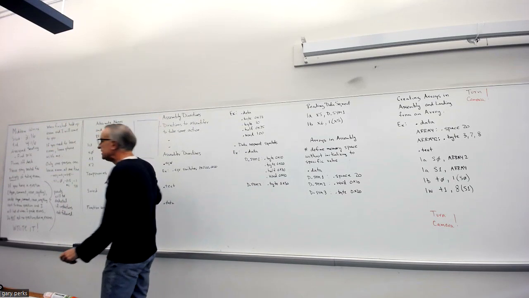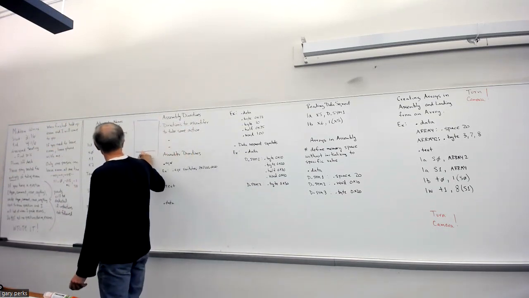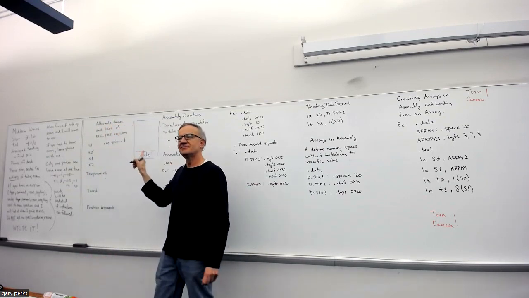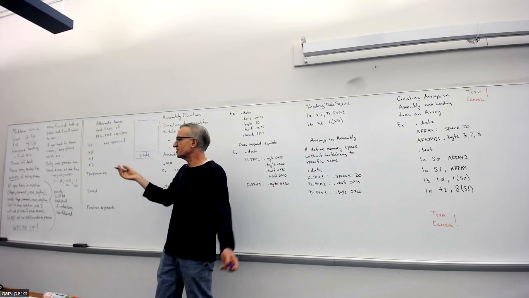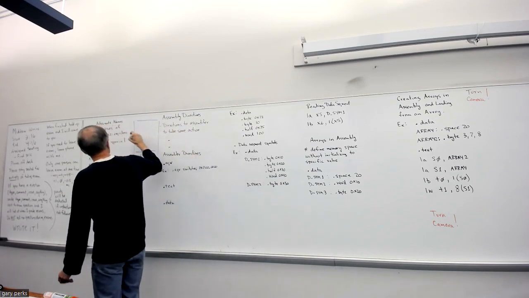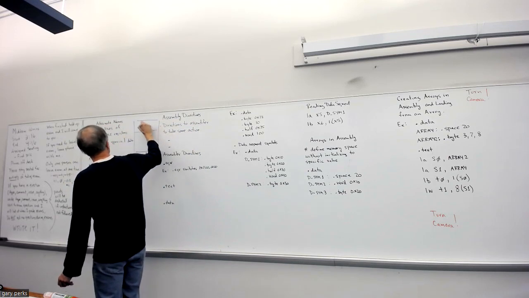Remember that there's the three segments in real memory, right? You got the code segment. What's in the code segment? The instructions, right? That's where the program is. And then you have the data segment. And then on top of that, you have the stack.